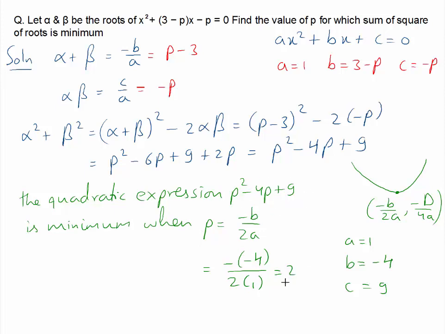Now if required, we can also find the minimum value of this, which would be minus D by 4a. But at the moment, the only thing asked is the value of p.